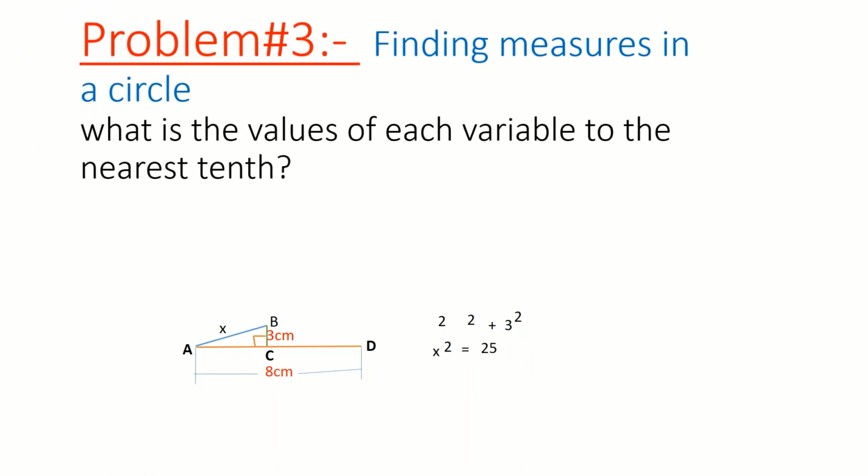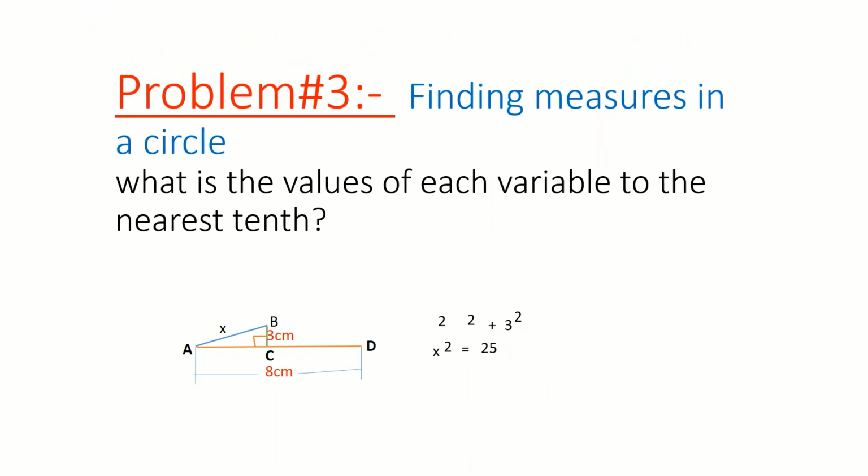Example number 3, finding measures in a circle. What is the value of each variable to the nearest edge? Here is the situation in this circle. AD is 8 centimeter, BC is 3 centimeter, and AB is x. So how can I find x?